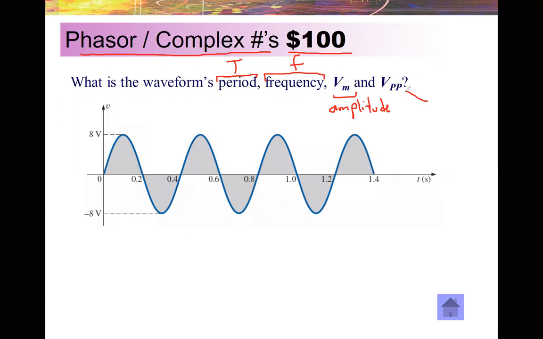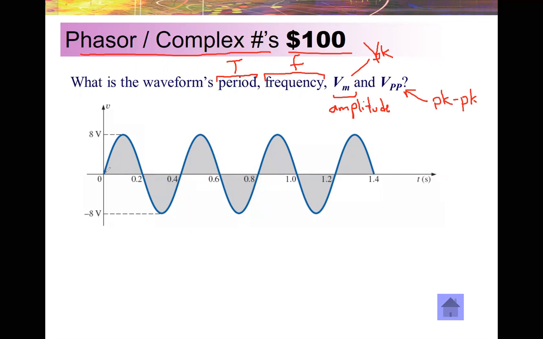And another word for V peak would be the peak to peak value, the peak to peak voltage. The amplitude could also be called just the peak, V peak. That's actually what it says on your formula sheet, V peak.